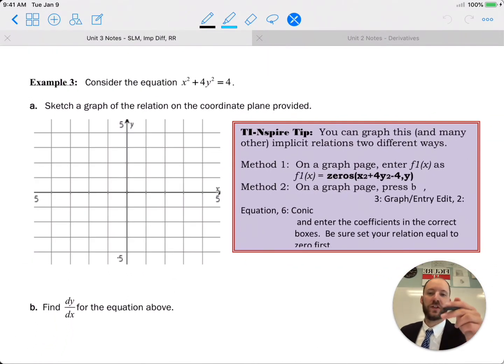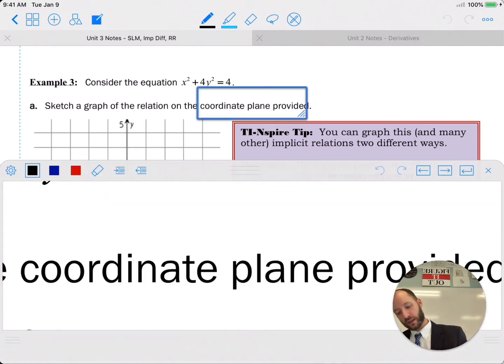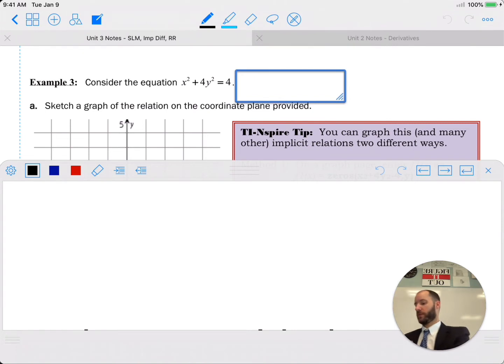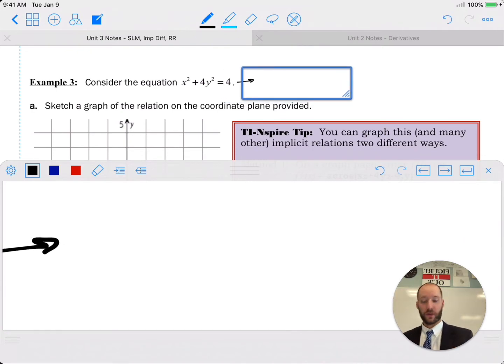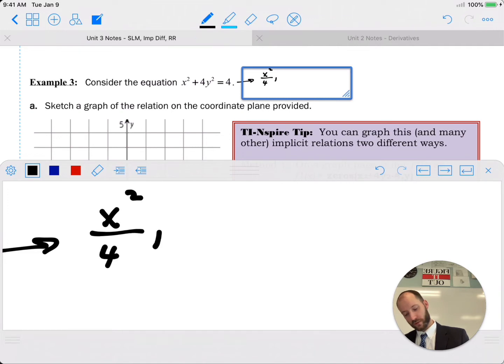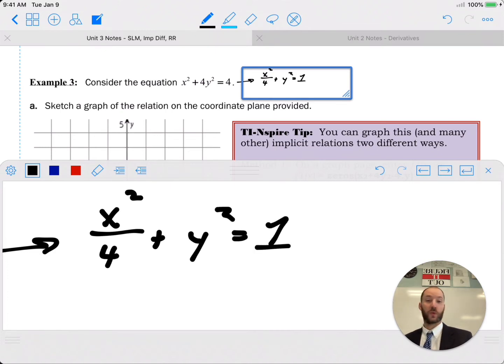Now here, consider this equation, x squared plus 4y squared equals 4. Now you've seen this before, okay? Last year, when we looked at conic sections. Take everything, divide everything by 4. So x squared over 4 plus y squared equals 1. You have the equation of an ellipse, okay?